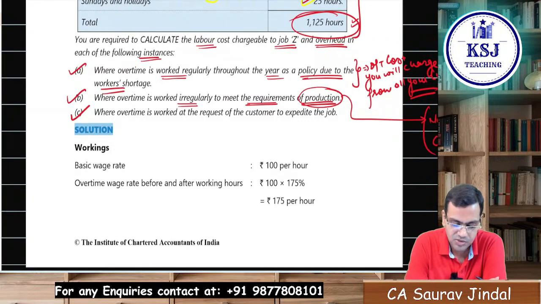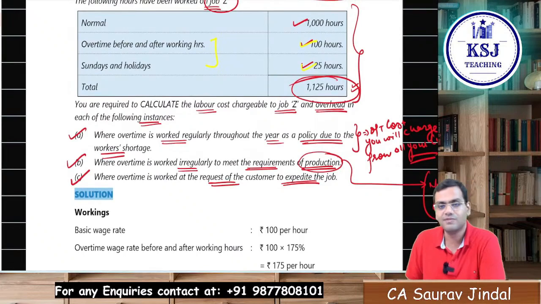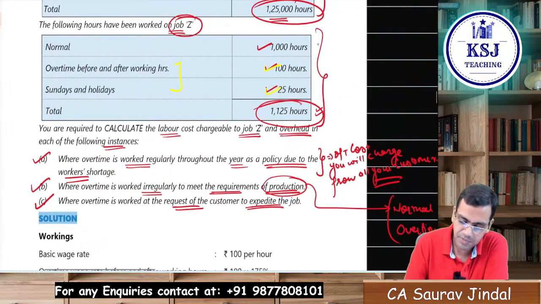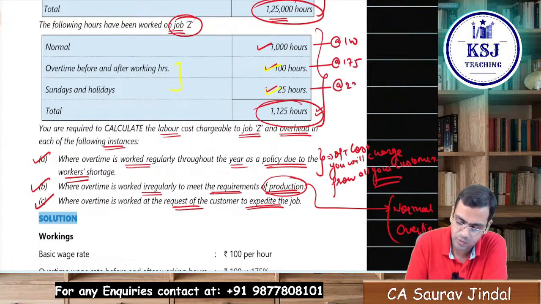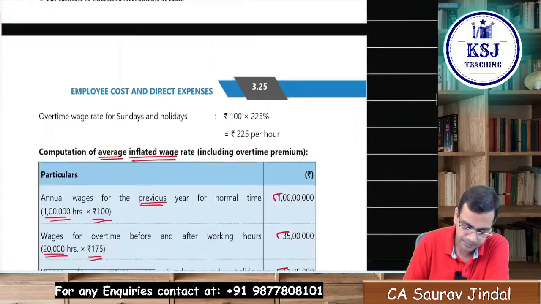Next one, the last one, when the overtime is worked at the request of the customer to expedite the job. Now this overtime is at the request of that particular customer only. So you will charge it to what? You will charge it to that customer, sir. Very simple. Simply these many hours at the rate of 100, these many hours at the rate of 175, and 25 hours at the rate of 225. The whole cost you will charge to the customer, that is job Z.